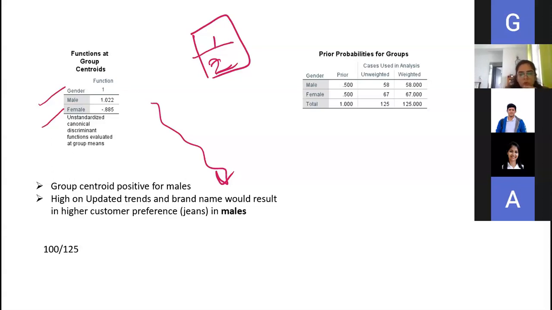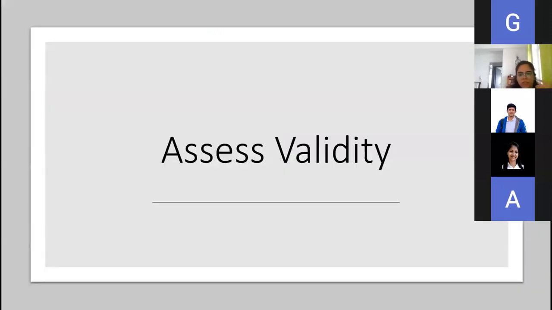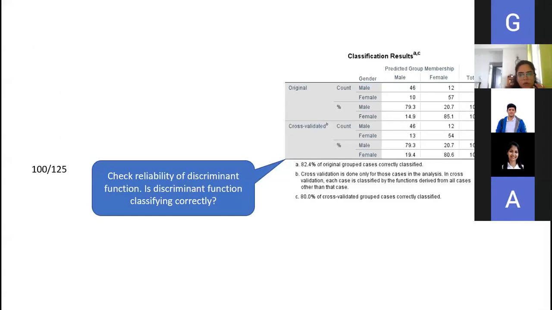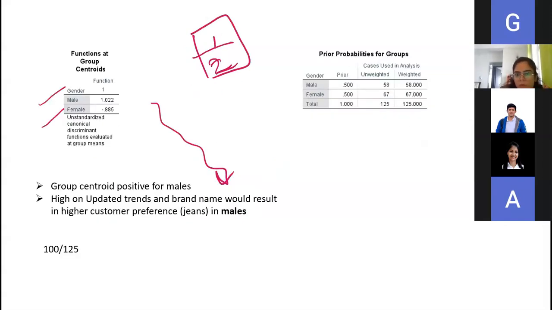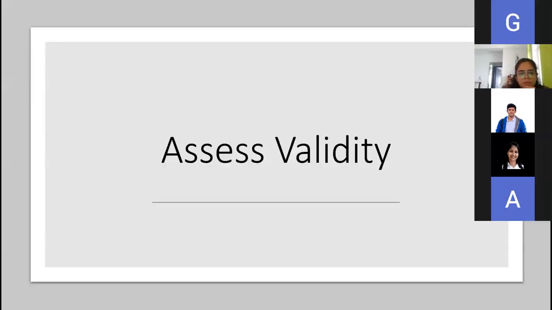After interpreting the results, we assess the validity. How are we assessing this validity? What we are doing here is seeing what the sample is. The total sample was, remember, 125. You can see this here also. They covered 125 school student graduates, right?